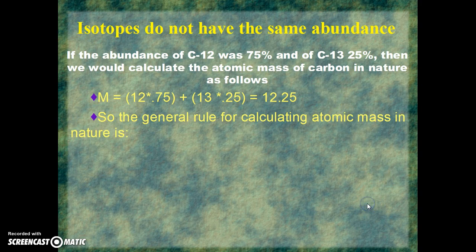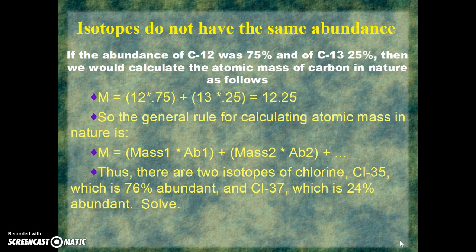So the general rule for calculating atomic mass of isotopes, of the average isotope in nature, is the total mass, the weighted average mass, is the mass of the first isotope times its abundance in a decimal form, plus the mass of the second isotope times its abundance, plus the mass of the third isotope times its abundance, and so forth.